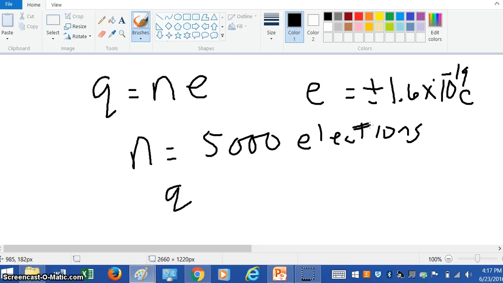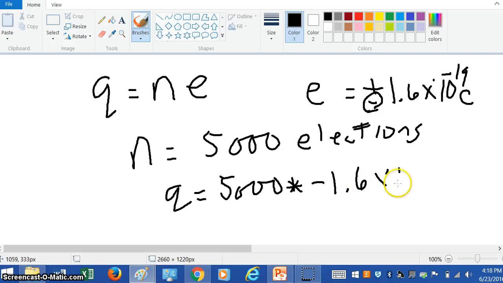And so if it's electrons, then we choose the negative value. Let me circle that. So we choose the negative value, and so Q is 5,000 times negative 1.6 times 10 to the minus 19th coulombs. Or let me put parentheses so that it doesn't look like a subtraction problem.